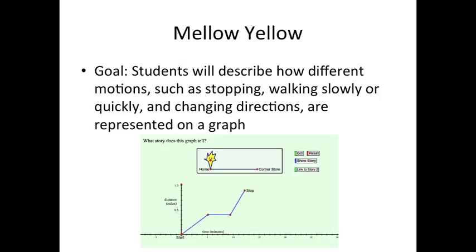We're going to be looking at a task called Mellow Yellow. In this task, the goal is for students to describe how different motions, such as stopping, walking slowly or quickly, or changing directions, are represented on a graph, and vice versa. What we'll determine is how we can use the framework to analyze this particular technology-based task.